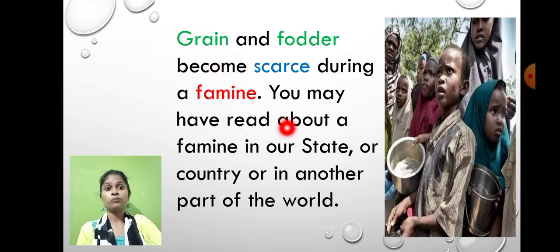That's why, students, most of the time we must have read about famine conditions in our state, our country, or maybe in another part of the world. Students, always remember that if we hear of any type of natural disaster in any area, or in our state, or even in another country, always keep a helping nature. I am not saying that we should help them to a larger extent, but even a small help, a little contribution, makes a big difference.